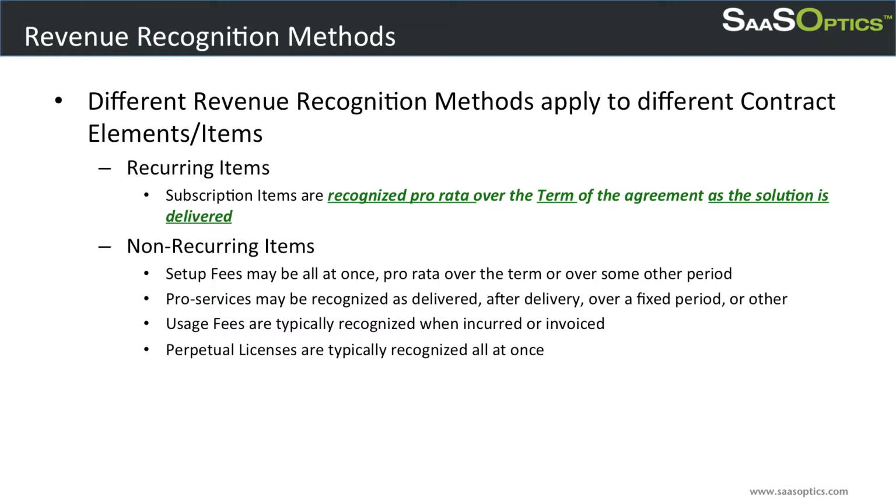Usage fees are typically recognized as incurred when they're invoiced, and perpetual licenses are also typically recognized all up front. However, again, your auditor will have the final say in terms of how you do your revenue recognition for the different contract elements that you have. Typically speaking, recurring items in your contract are going to be recognized over some term, and typically non-recurring items are going to be recognized at a point in time. However, with frequent exception, some non-recurring items will need to be recognized ratably over a period as well. That really throws people sometimes, and it's an essential concept that you need to really get your head around.